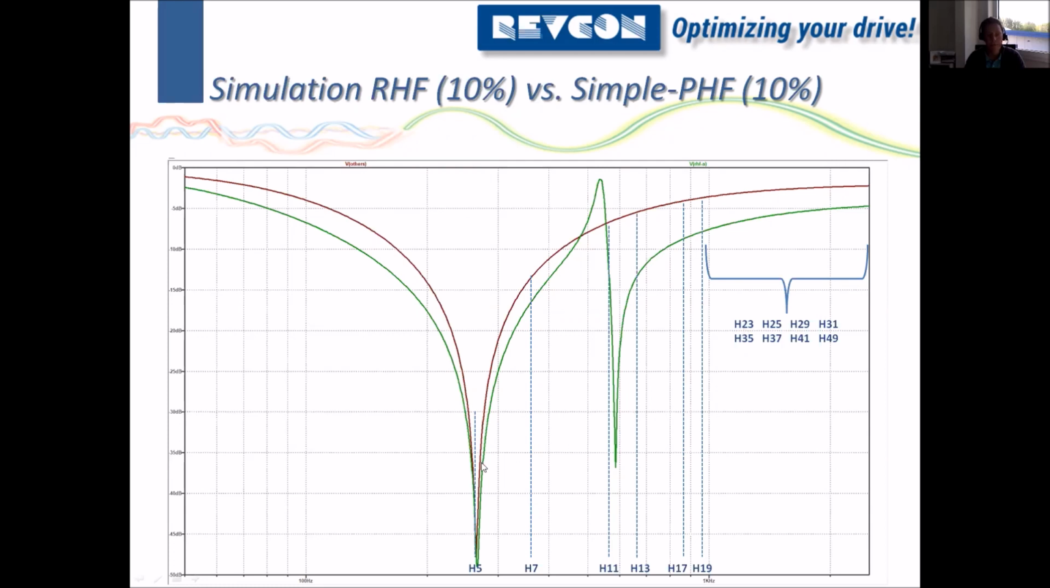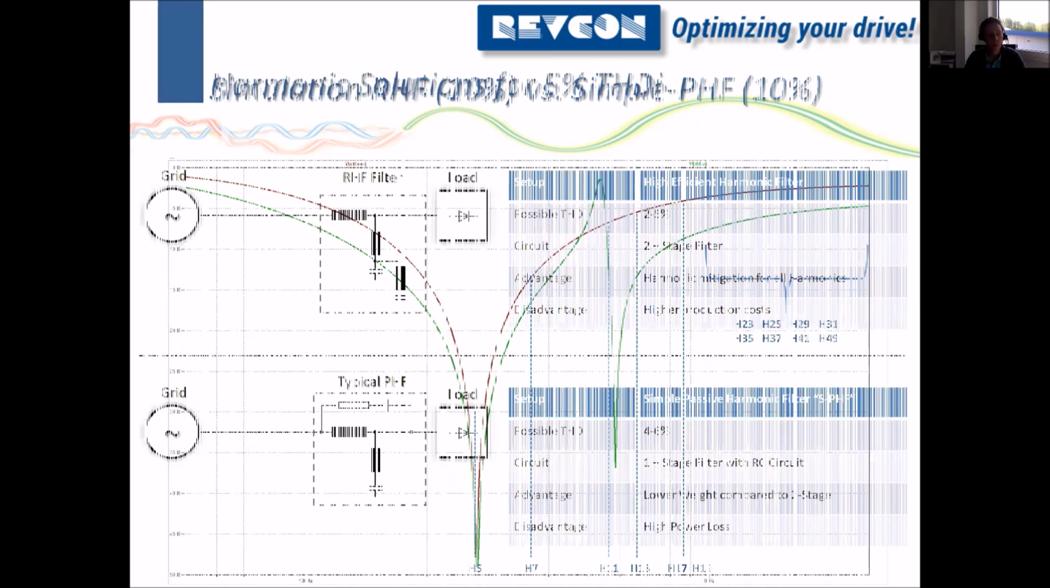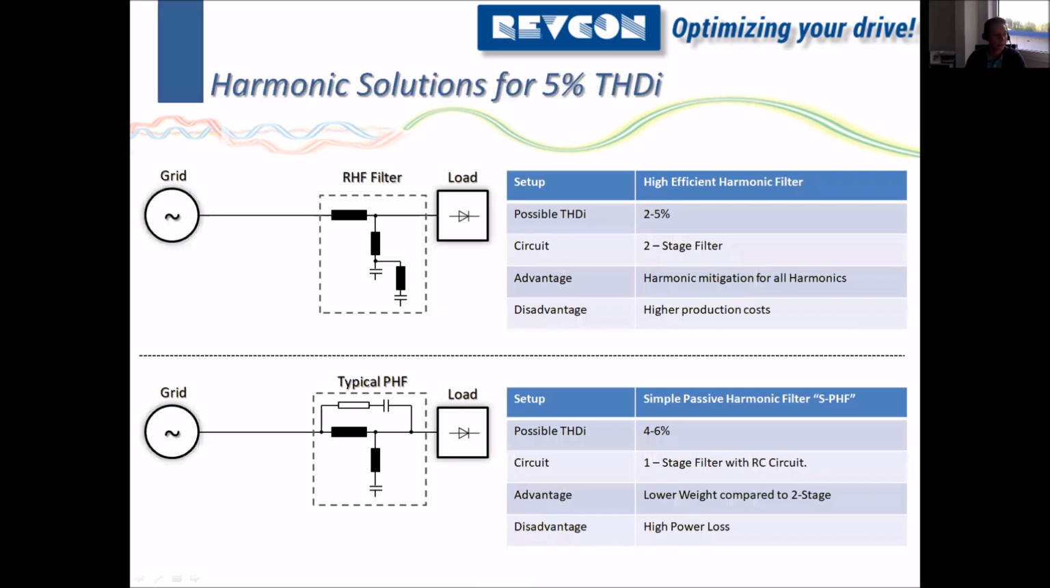That means the simple passive harmonic filter focuses on the 5th harmonic only, while a double stage filter gives you some kind of broadband damping across the full range. So this will solve a lot more problems than this simple harmonic filter, and that is the main benefit of this technology. The filter will have a smooth damping across the full range and not only focus on 250 Hertz or the 5th harmonic.